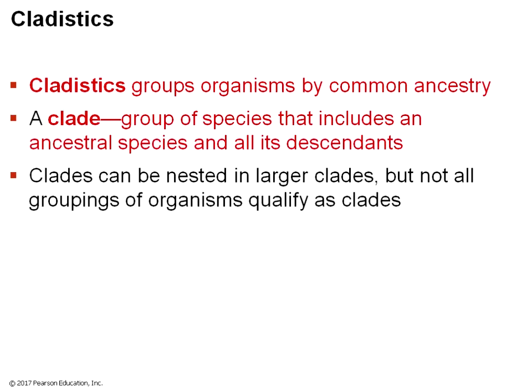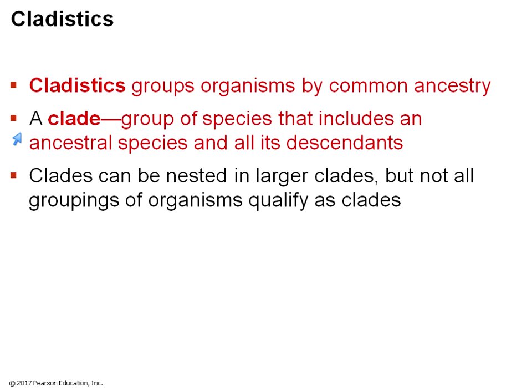Cladistics is a type of phylogeny, and cladistics is going to group organisms by common ancestry. We're going to use cladistics in lab, and we're going to use cladistics in later chapters as well. The definition of a clade is similar to that of a taxon. This is a group of species that includes an ancestral species and all of its descendants.